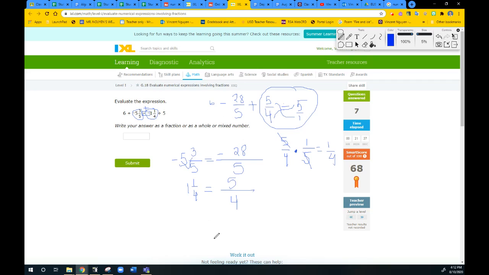So let's put it all together. 6 minus 28/5, and then plus 1/4. Okay, so now I need everything on the bottom to be 20. So to get a 20 on the bottom, I need to multiply by 20. 6 times 20 is 120. Oh, that's a huge number. I think I'm doing this right, okay?